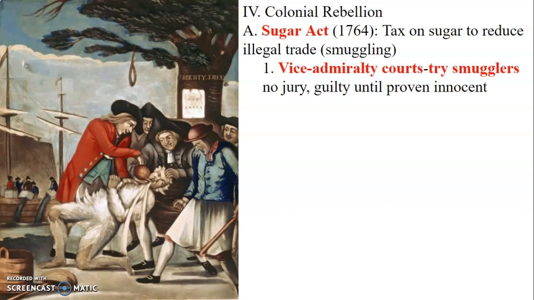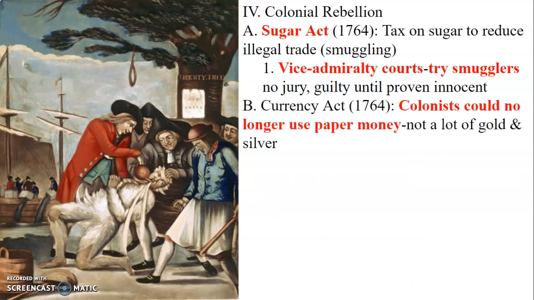The Vice Admiralty Courts try smugglers. So Vice Admiralty Courts are British courts that basically, if you are caught smuggling sugar from France, you are put to trial. There's no jury. You are found guilty automatically, and it is your job to be proven innocent. So remember that idea of innocent until proven guilty? No, that was not the case for the British. The British were like, no, you're guilty. You have to prove that you're innocent. Again, harming the colonists, and they did not like this.